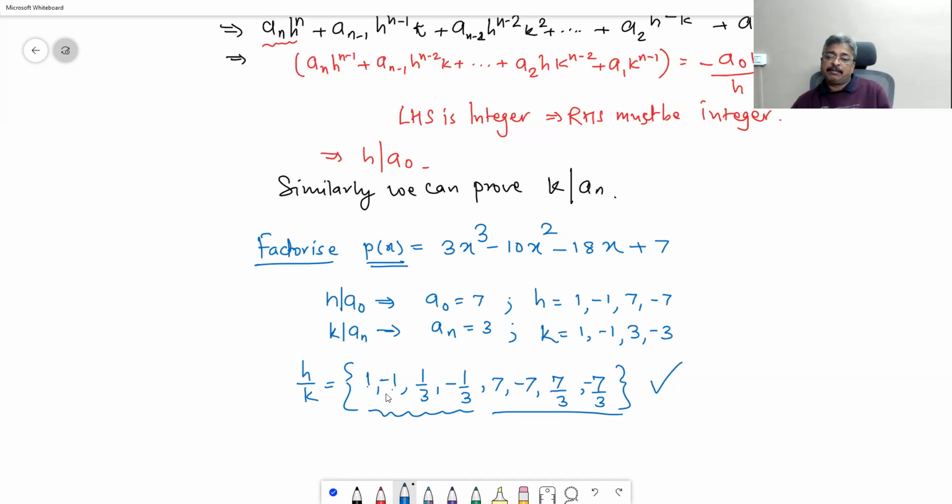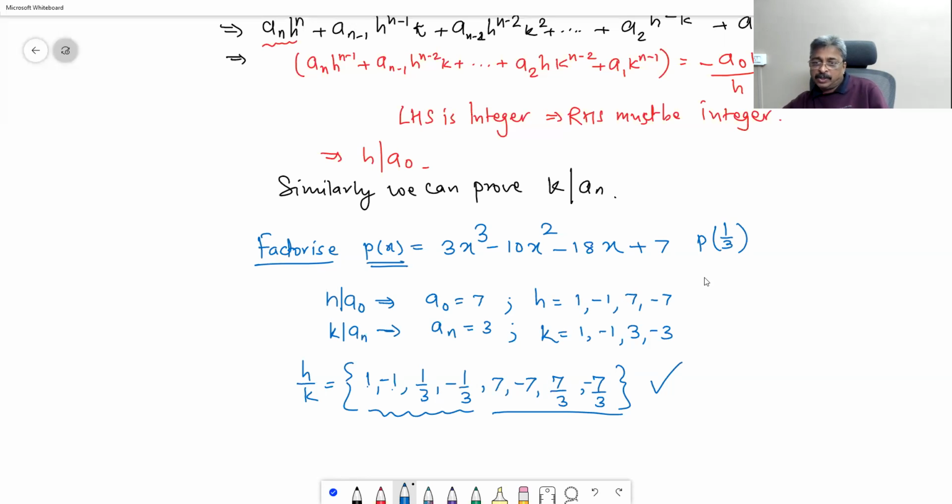Now, as far as 1 and -1 are concerned, you can easily cross-check that it is not becoming 0. So what you need to do is start doing this. Try for 1 by 3, try for -1 by 3 everywhere, and then you will realize that it has got a first factor. If you put P of 1 by 3, let us find out.